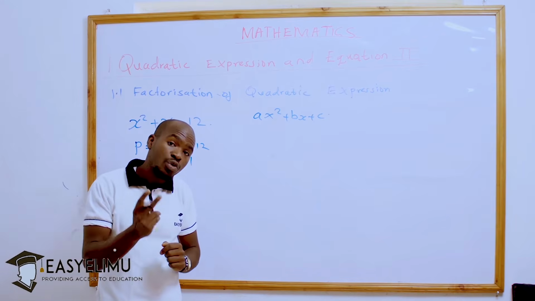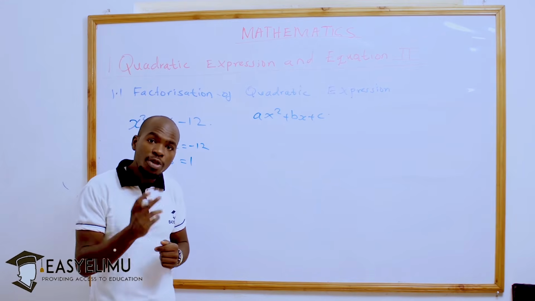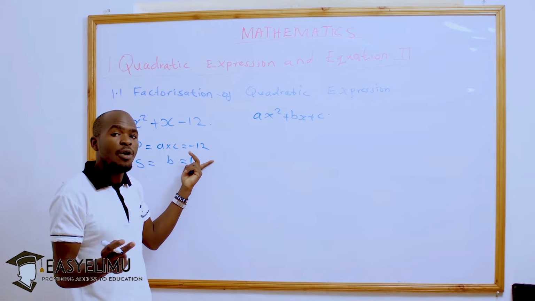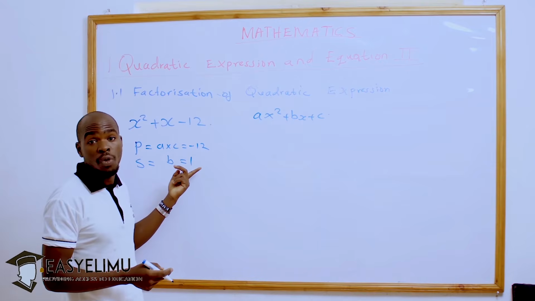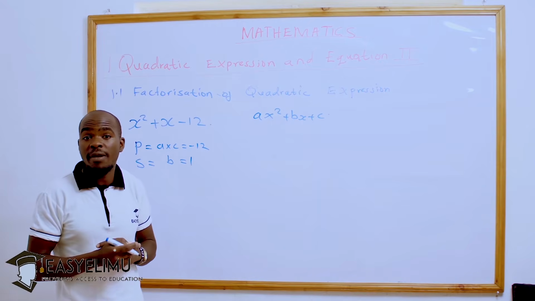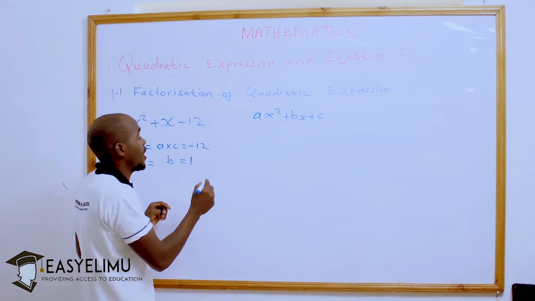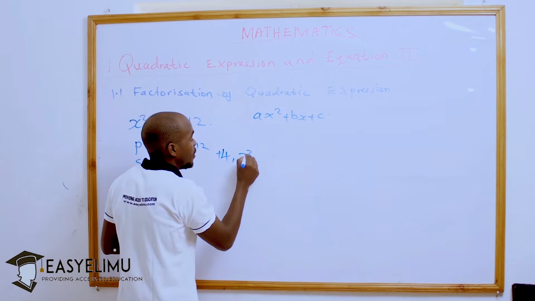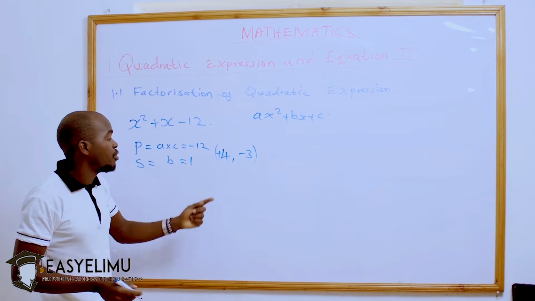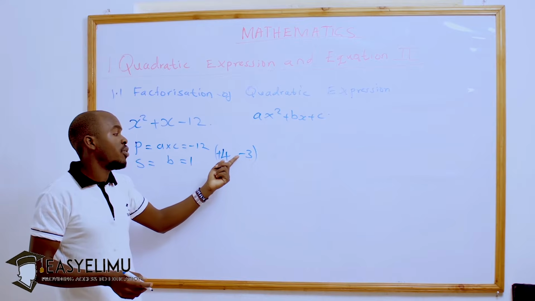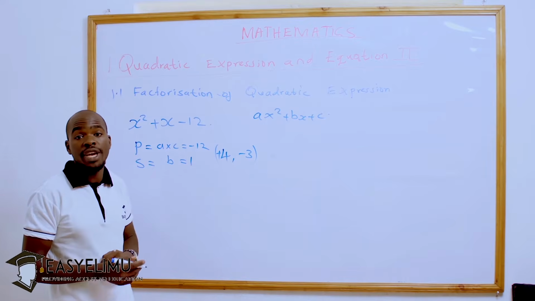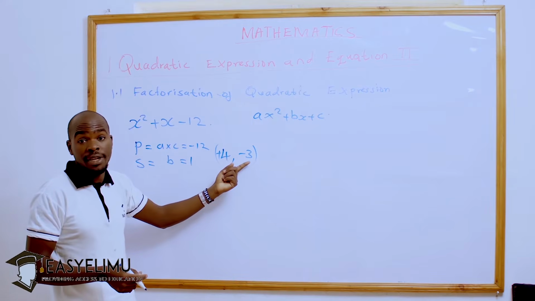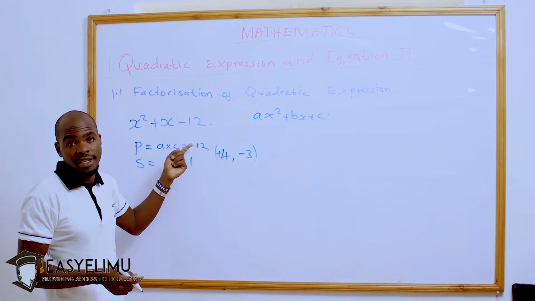We have to identify two numbers which, if we multiply them, we are going to get negative 12, and if we find the sum of those two numbers, we are going to get positive 1. If you identify them clearly, you will find you have positive 4 and also negative 3. If you take positive 4 and add it to negative 3, you are going to get positive 1, which is here. But if you take positive 4 and multiply by negative 3, it is going to give you negative 12.